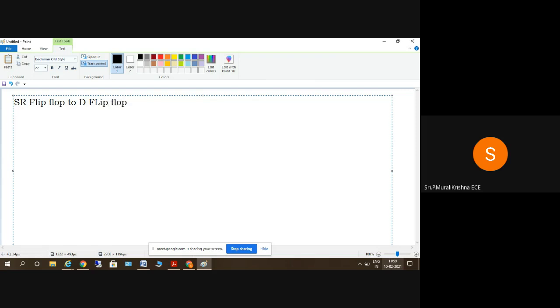Okay, so the truth table of D flip-flop first. So D, Q of n, Q of n plus 1. So 0, 1, 0. Q of n plus 1 is equal to D. So 0, 0, 1, 1. Now write the excitation table of SR flip-flop.